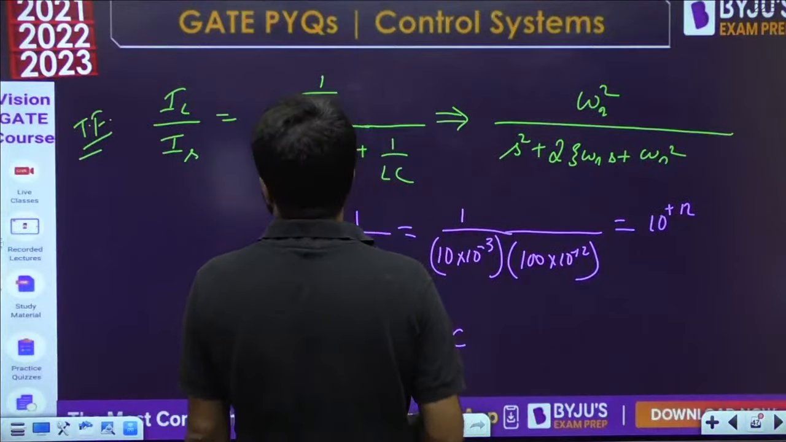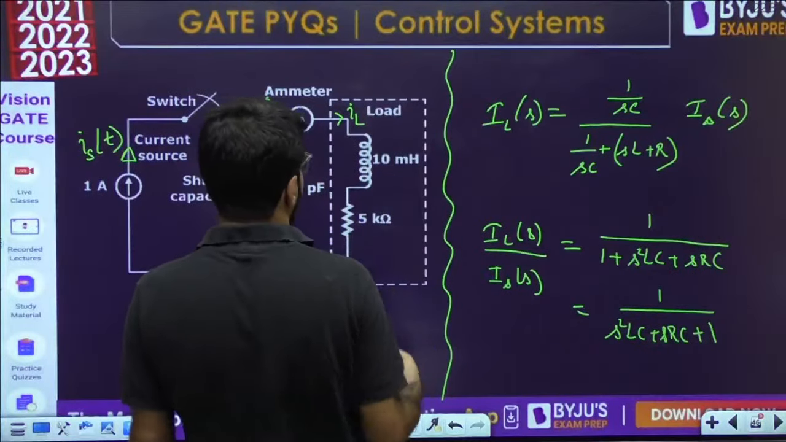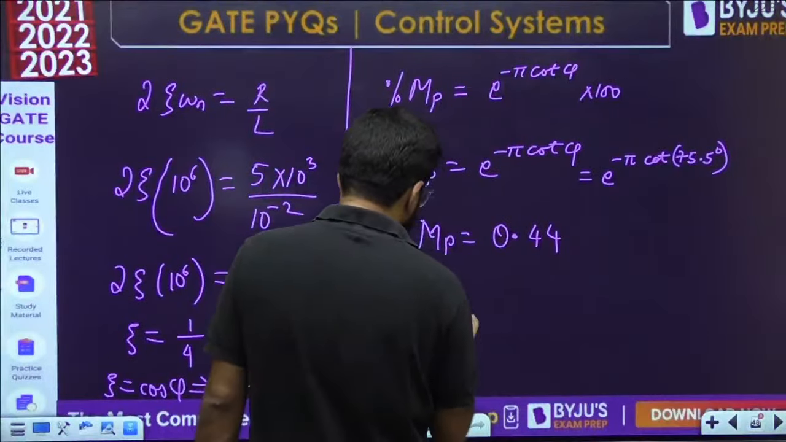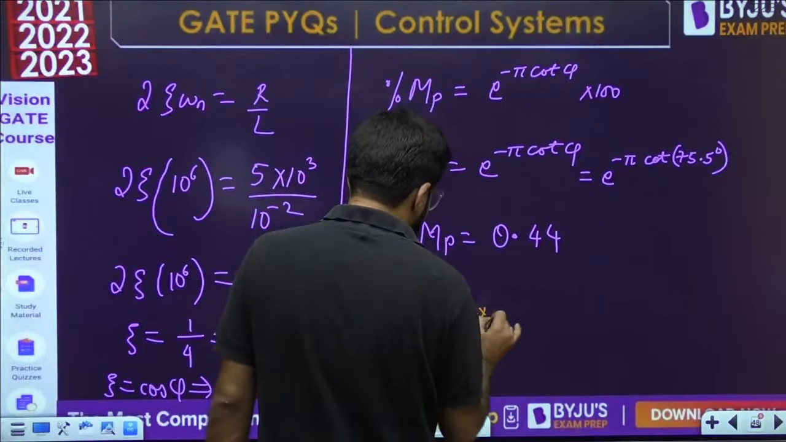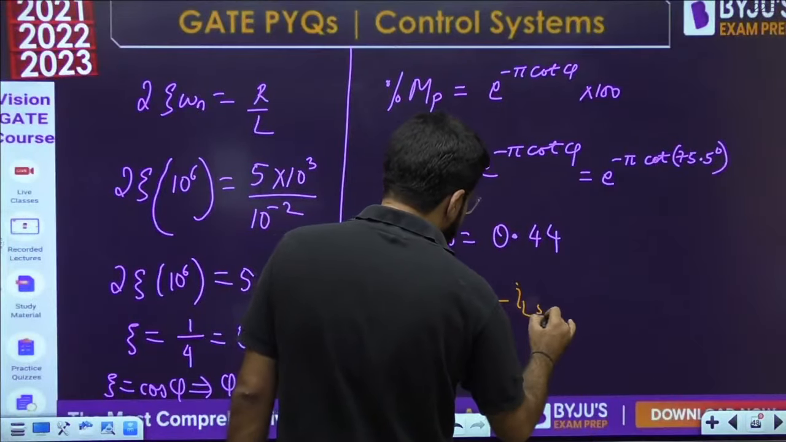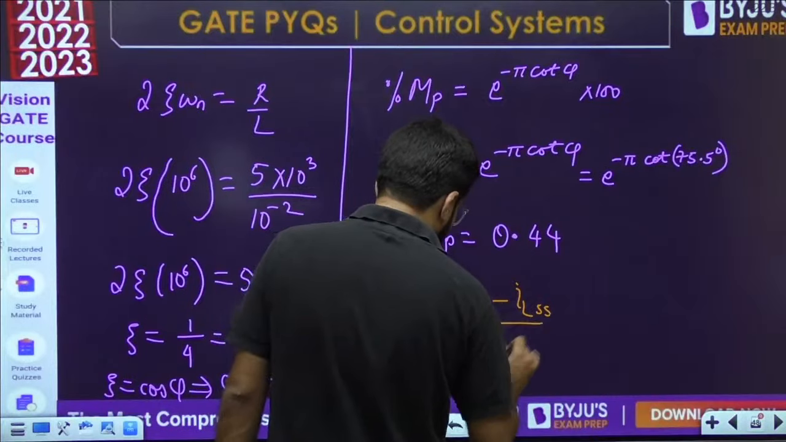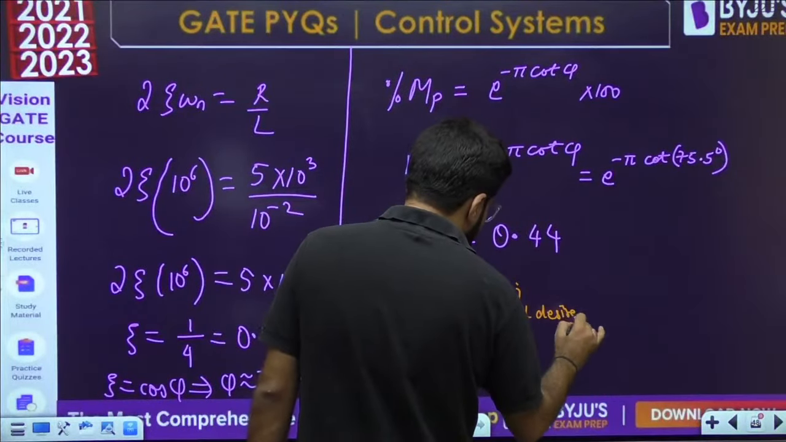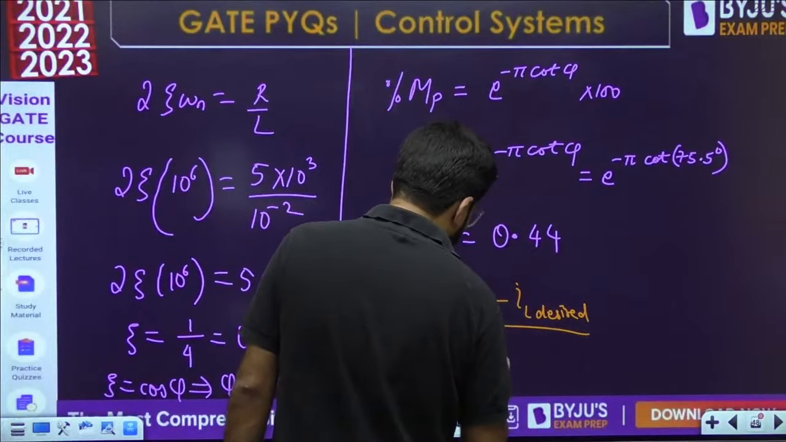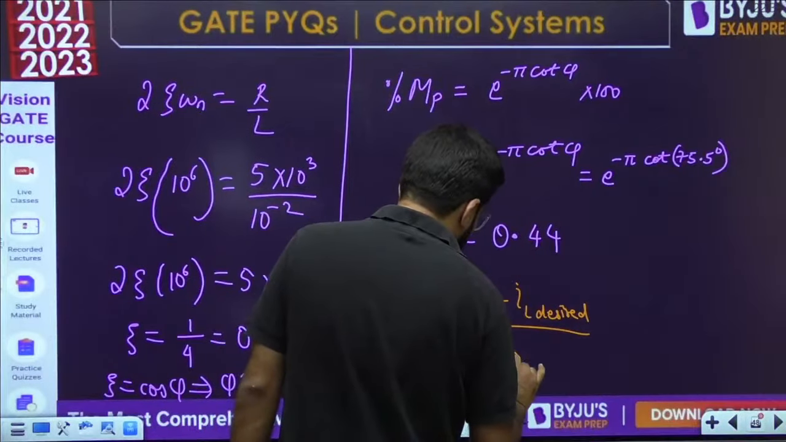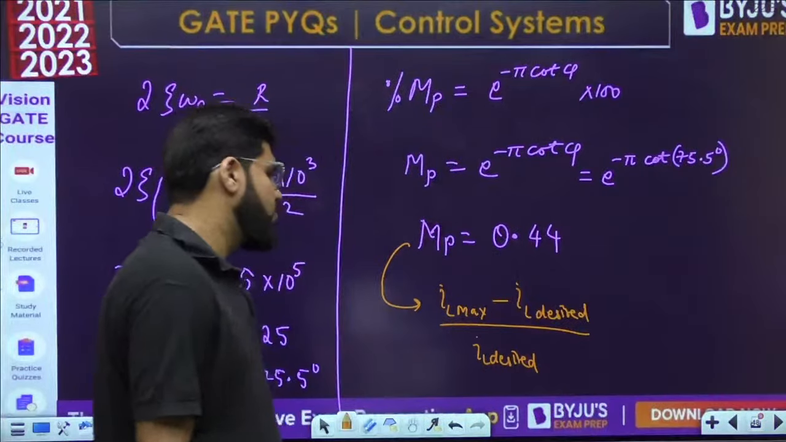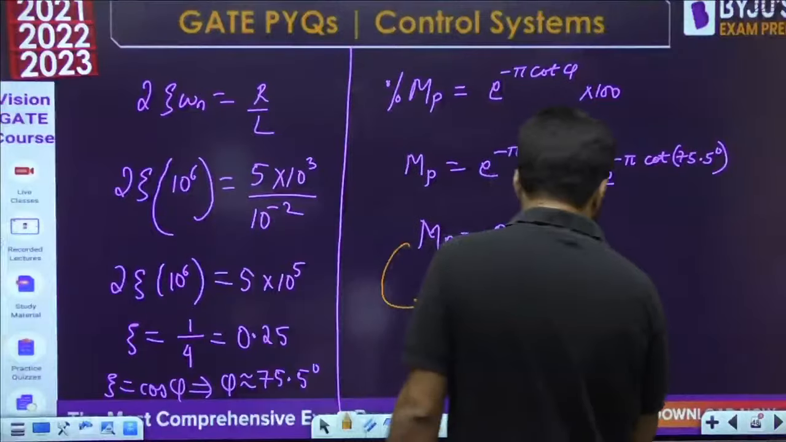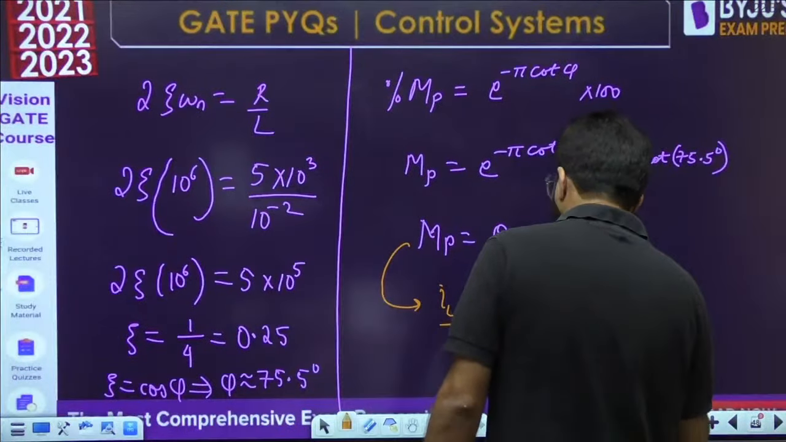Output here means, what is the output we have taken? The maximum value of the load current. So this is known as the IL max minus IL steady state. IL desired is also what we call it. Minus IL desired, divided by IL desired. The maximum positive deviation of the output with respect to the desired value. This is 0.44. What is the IL max?